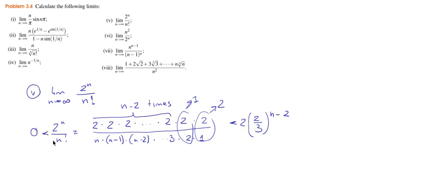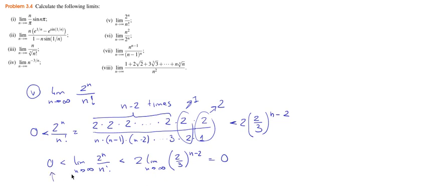And if we take limits here, the 0 is smaller than the limit when n goes to infinity of 2 to the n over n factorial, smaller than 2 times the limit when n goes to infinity of 2/3 to the n minus 2. And we know that this goes to 0, so this is 0. Okay, so the limit of 2 to the n over n factorial is bounded from below by 0 and bounded from above by 0. So due to the sandwich theorem, we know that this limit is 0.